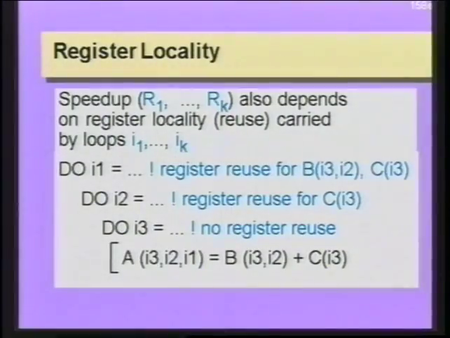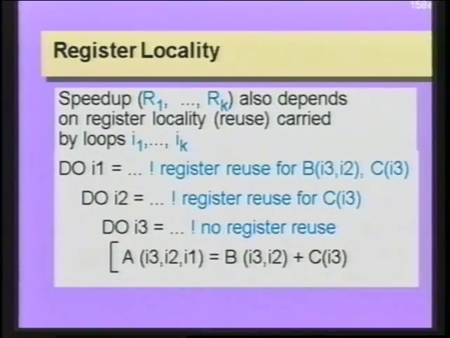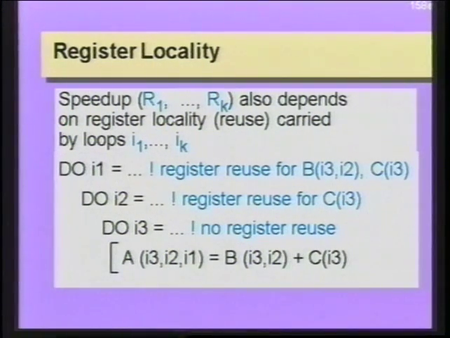An interesting phenomenon that arises with unrolling outer loops is that of register locality. Here what we see is that the speedup that you obtain from unrolling can also depend on the amount of register reuse carried by the individual loops. In the example that I have, we see that the outer loop I1 carries register reuse for arrays B and C, and the next loop I2 carries register reuse for C.